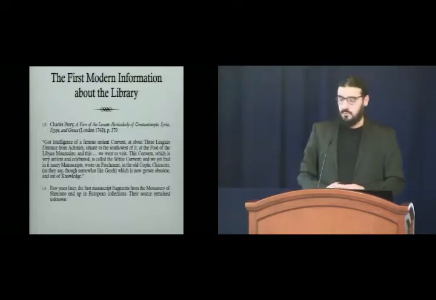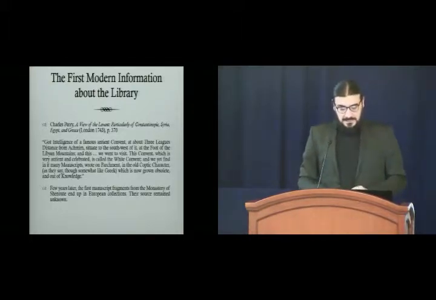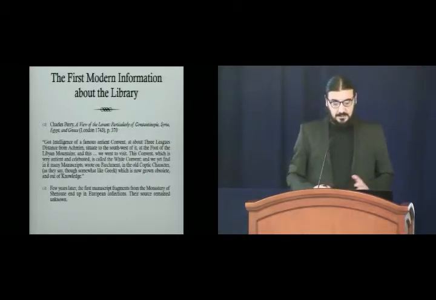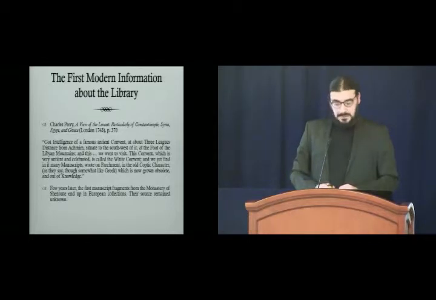And Perry reports, I quote, "Got intelligence of a famous ancient convent at about 3 leagues distance from Ahmim, situate to the southwest of it at the foot of the Libyan mountains. And this convent we went to visit. This convent, which is very ancient and celebrated, is called the White Convent. And we yet find in it many manuscripts wrote on parchment, in the old Coptic character, as they say, though somewhat like Greek, which is now grown obsolete and out of knowledge," end of quotation.